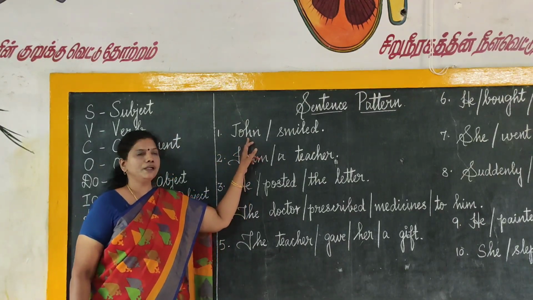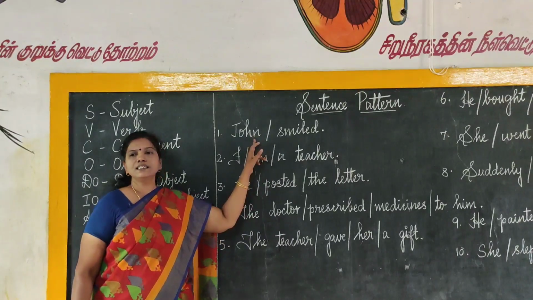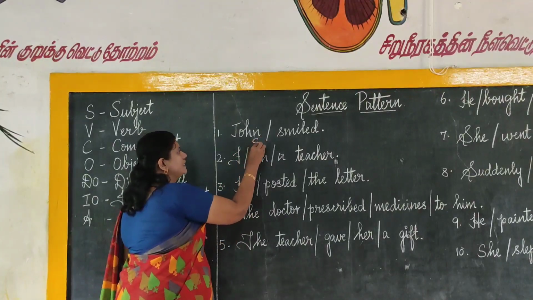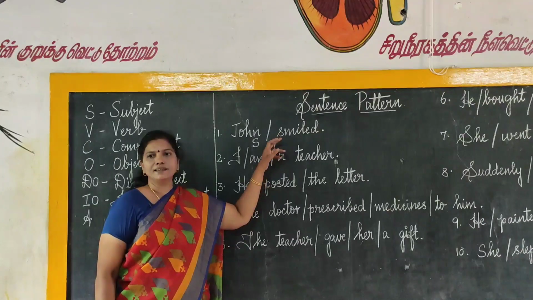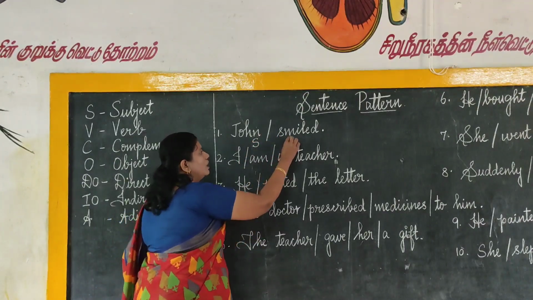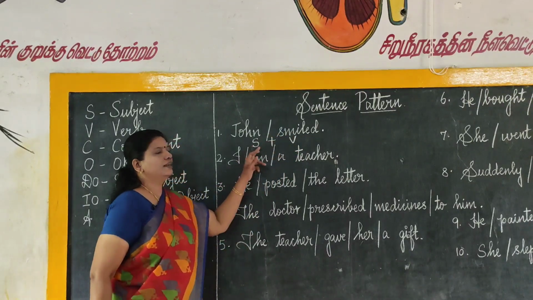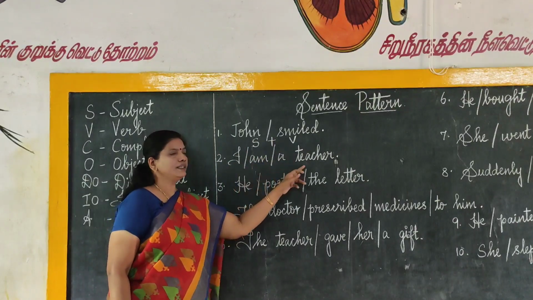The first example, John smiled. Right, John smiled. In this sentence, we are talking about John. So, John is the subject of the sentence. What action is done by John? Smiled. The action, smiling action. Right. So, smiled is the verb. So, the sentence pattern of the sentence is S plus V. S plus V.